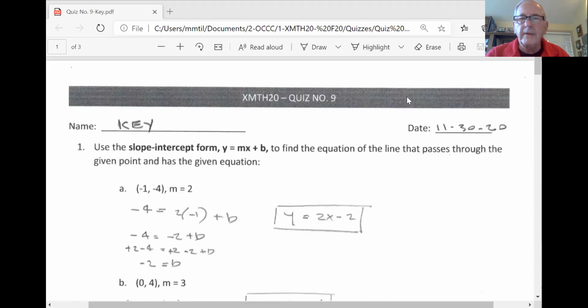Okay, enough of that. Now we're going to go on to what we're doing today. It's important to understand domain and range, how it works and what it does.